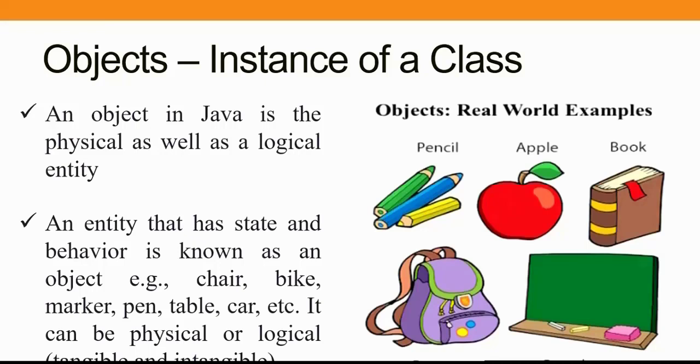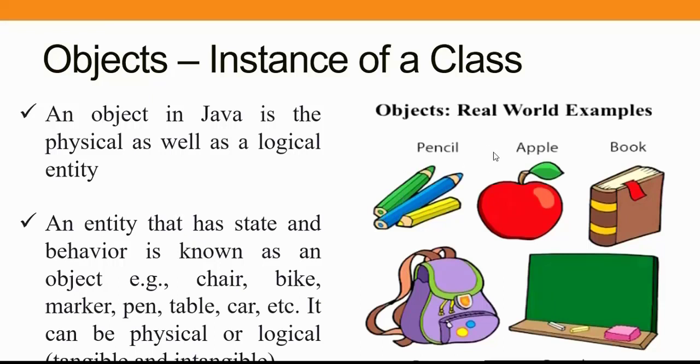So an object in Java is a physical as well as a logical entity. When I say object, it can be pen, pencil, computer, laptop, bag, chair, desk, book, apple, backboard. It can be anything. All these things we call an object. An entity that has a state and behavior is known as an object. For example, let's take this pen as an object. Each object will have a state and behavior.